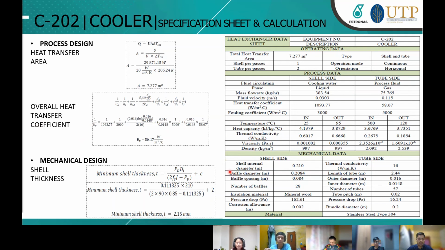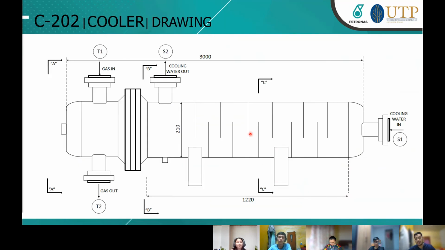And the last one, based on the design temperature and pressure, the minimum thickness of the shell is computed, which is 2.5 mm. On the right side is the specification sheet of the cooler C202. The dimensional drawing is illustrated because the flow of the hot and cold fluid is quite small. The dimensions of the heat exchanger are deemed a bit small in comparison with the normal industrial size. I think that's it for me. I will pass the floor to Fazli.